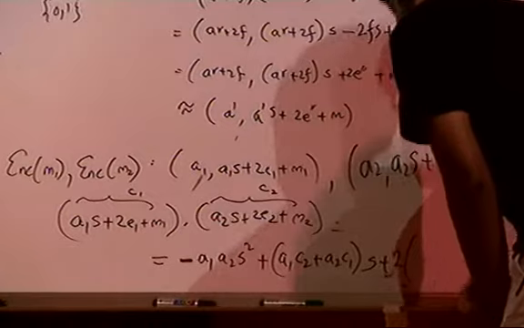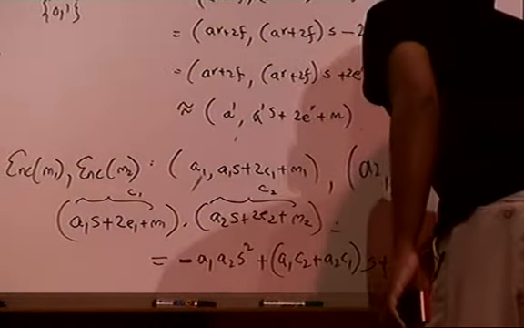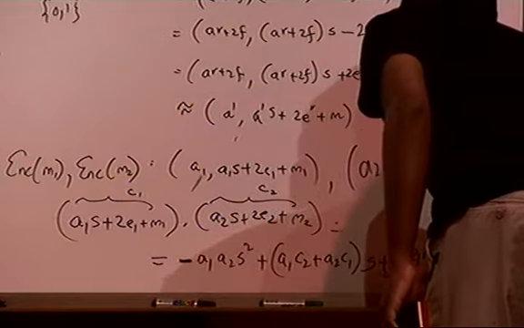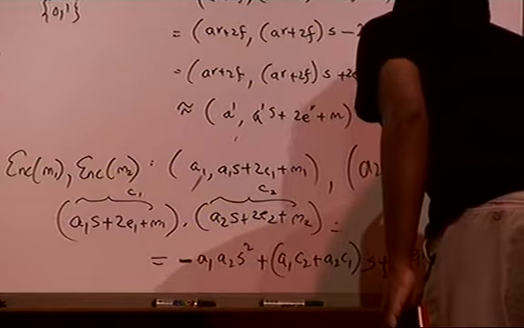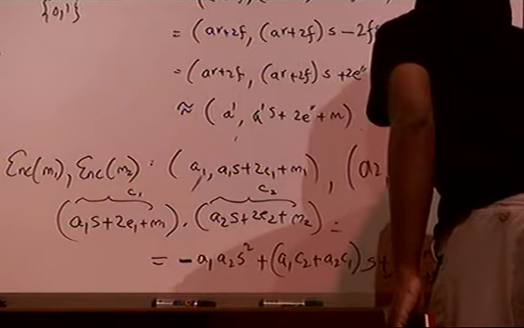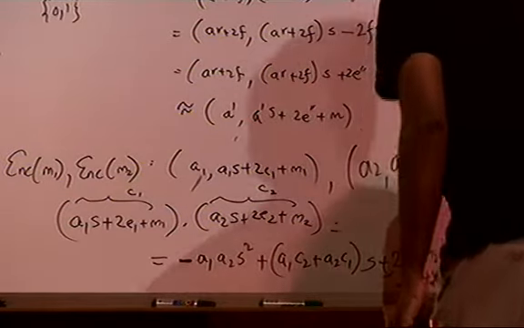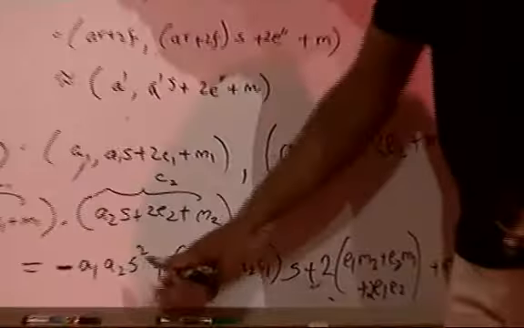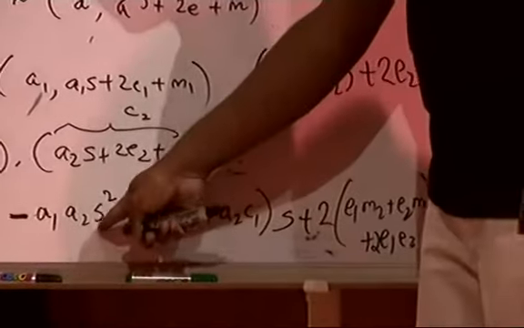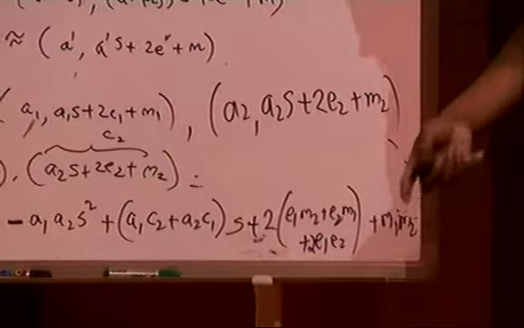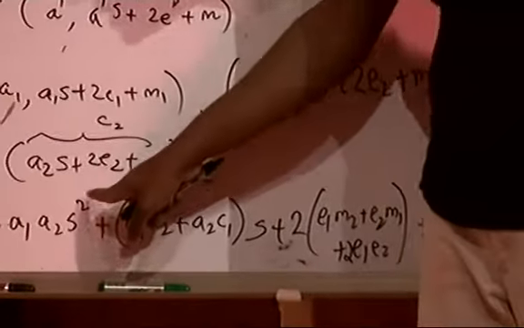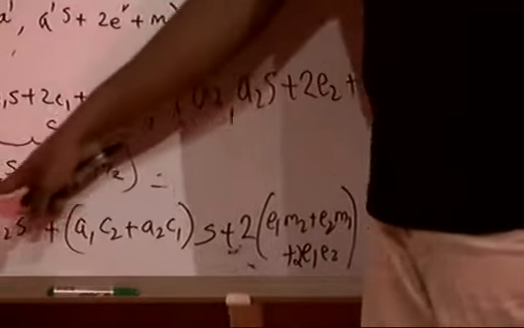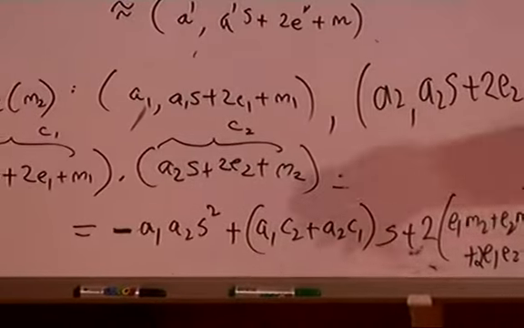Plus 2 times E1 M2 plus E2 M1 plus E1 E2, 2 times E1 E2, plus the product of the two messages. Okay. So this is still a fairly complicated expression, but the point is that I can write it down as a quadratic expression in the secret key, right? There is an S squared term, an S term and a constant term. And the coefficients of all these terms I can compute publicly.